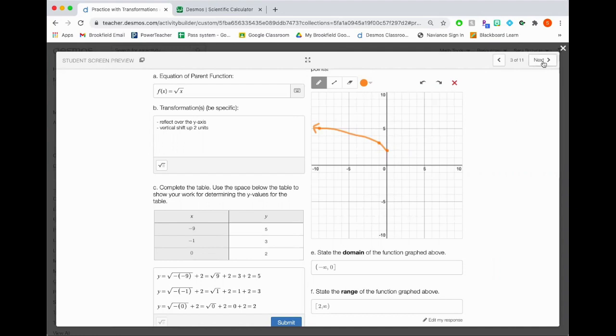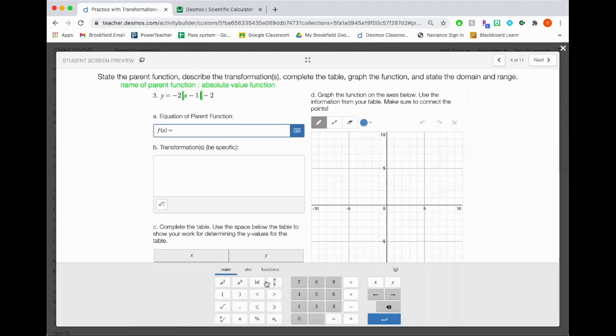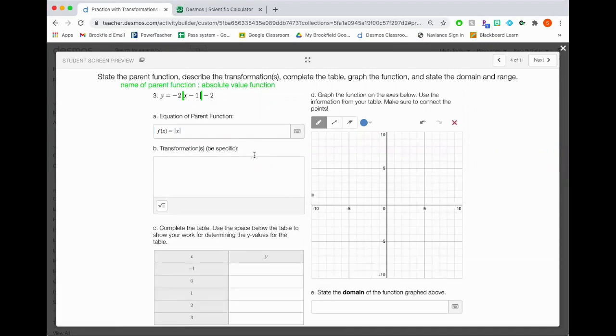All right, moving on. So number 3, here in this problem, because this problem has absolute value bars, the name of my parent function is the absolute value. And the equation of that is just the absolute value of x. The way you get absolute value, click on the keyboard, put the absolute value, x, close it up. So that's the parent function.